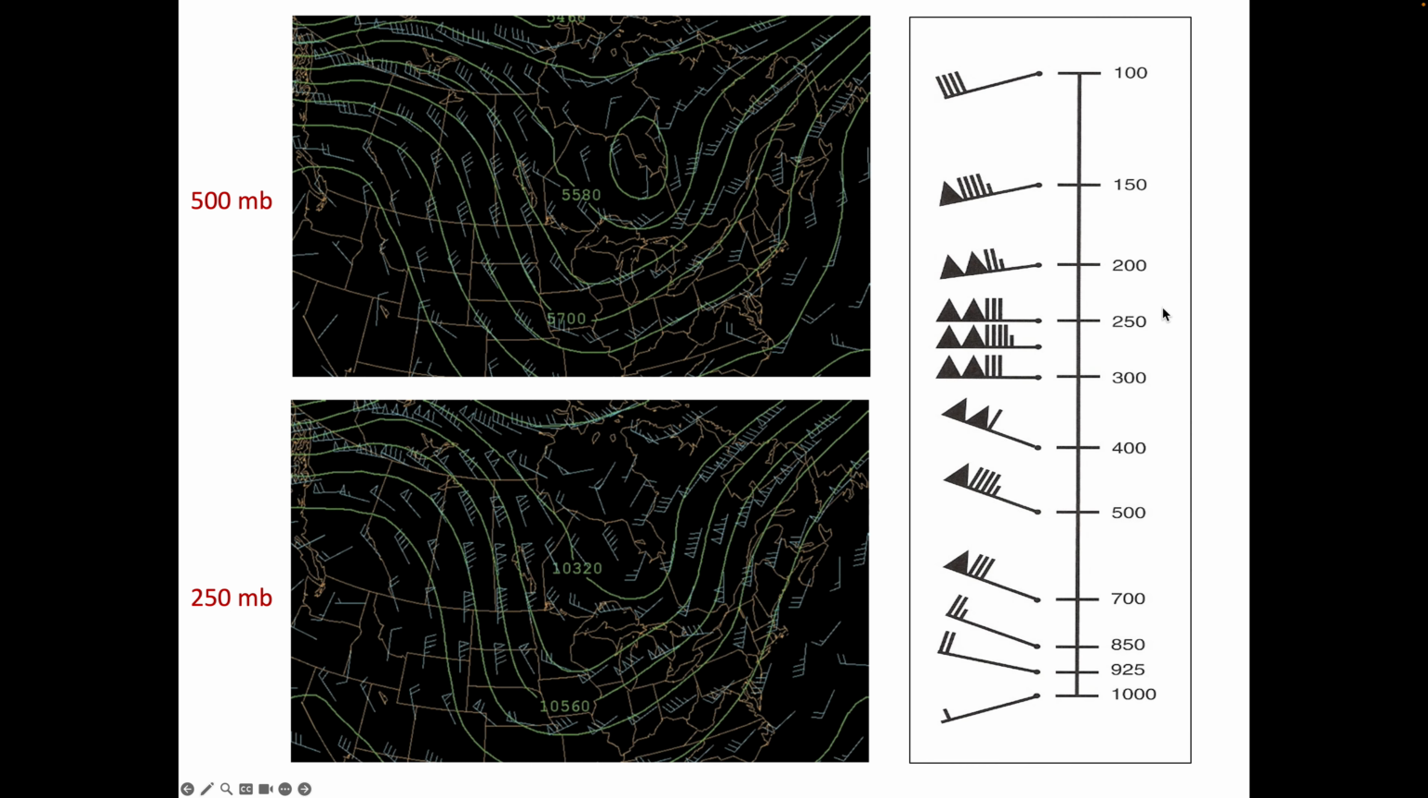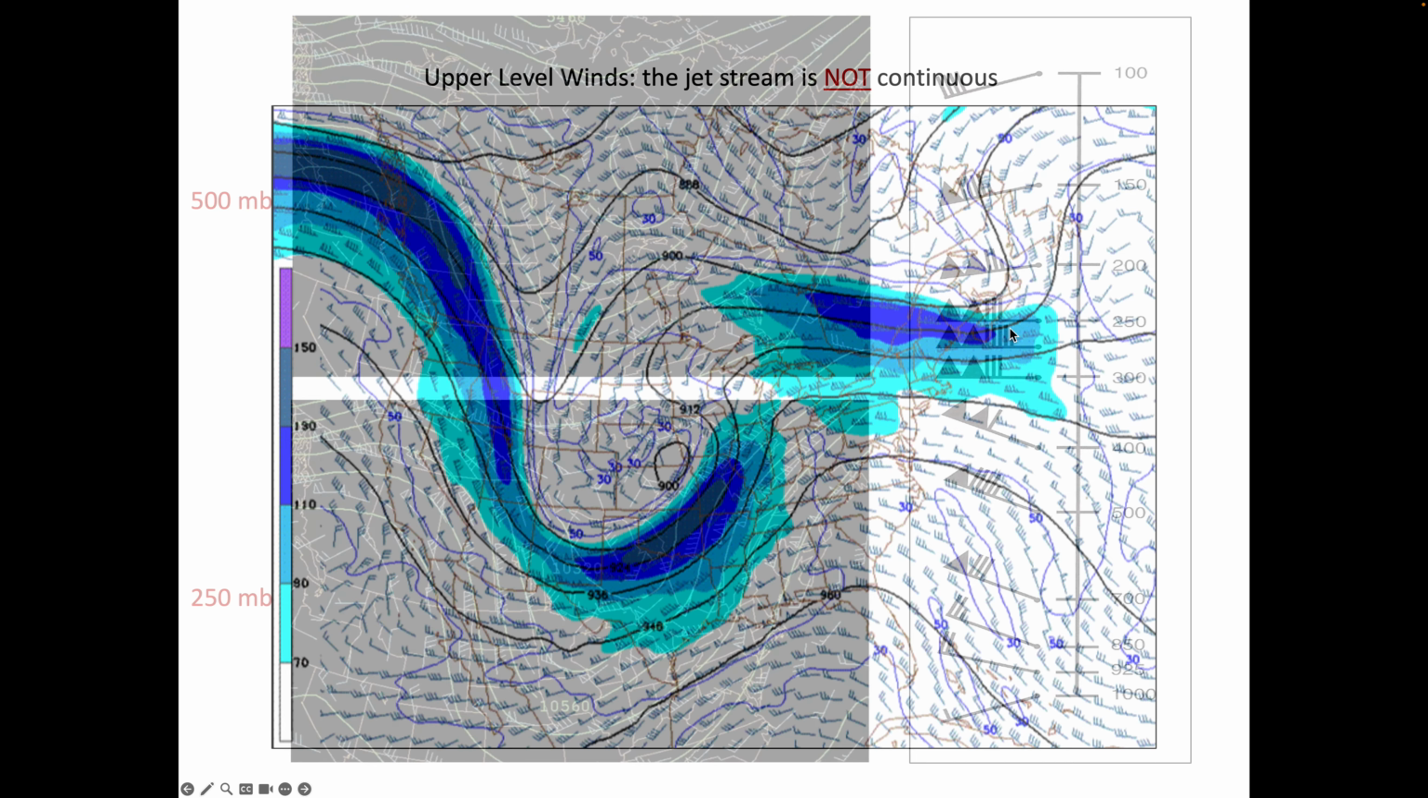So again, an example of where we have our winds and this profile that I showed in the previous slide, with our jet stream really located just a little bit below 250 millibars in this example.